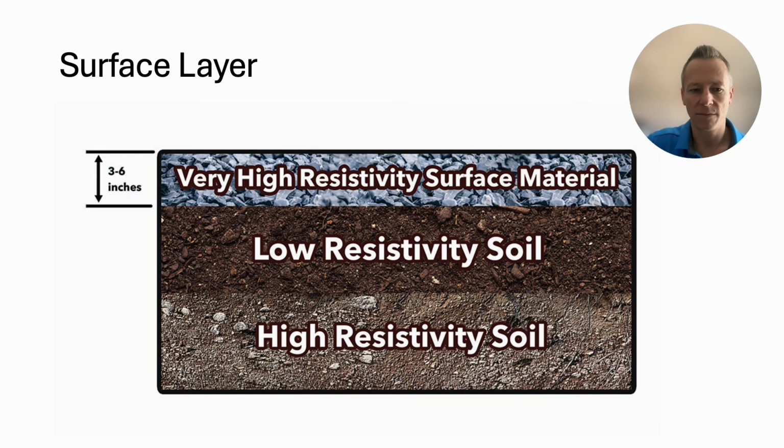And here you can see kind of how the surface layer works, right? So you've got your actual soil, and maybe at your given substation you've got low resistivity soil on top and high on the bottom, or vice versa. Soil is different at every site. But then you put the very high resistivity surface layer material on top for 3 to 6 inches, and that gives you some extra protection there.